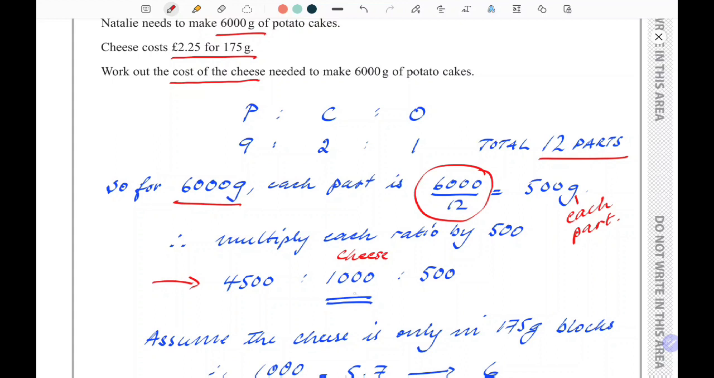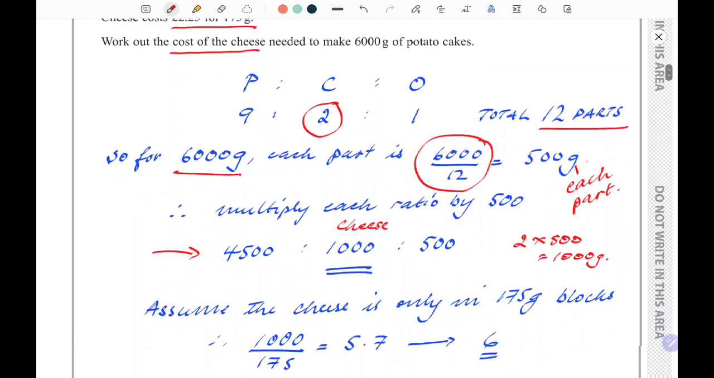Okay. So the amount of cheese, because it's 2 parts, therefore 500 grams per part, 2 times 500 equals 1,000 grams. So a kilogram of cheese.